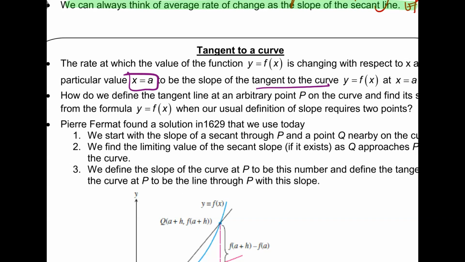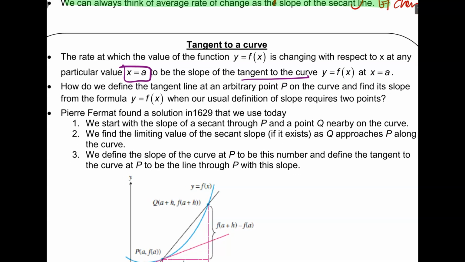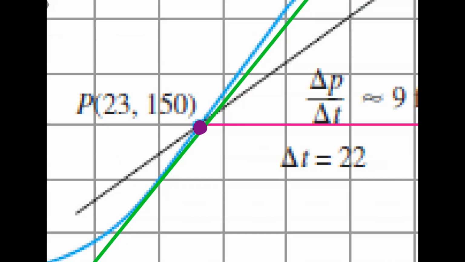Cool. So then how do we define the tangent line at an arbitrary point P on the curve and find its slope from the formula when our usual definition of slope requires 2 points? Remember, we're trying to find slope with a tangent, but I only have 1 point on my line. So how do I have a second one?